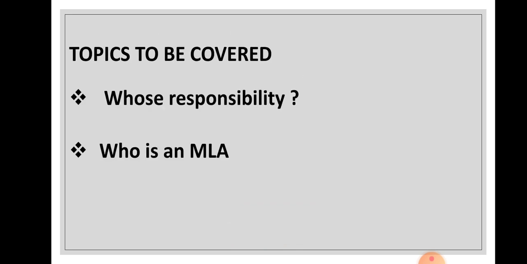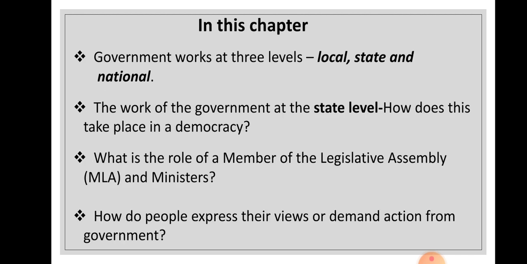The topics to be covered in this video are whose responsibility, who is an MLA. In this chapter, we are going to understand how the government works at three levels: local, state, and national. Also, we are going to understand the work of the government at the state level. How does this take place in a democracy? What is the role of a member of the Legislative Assembly or the MLA and ministers? How do people express their views or demand action from government?